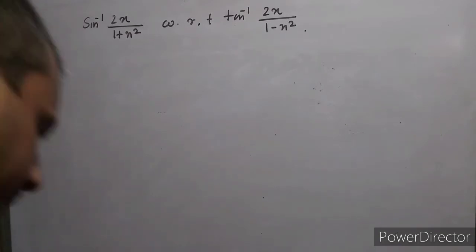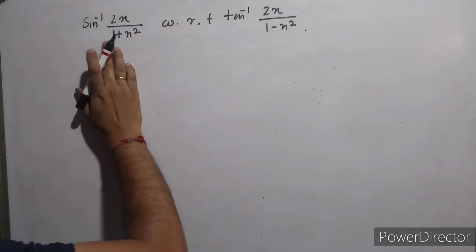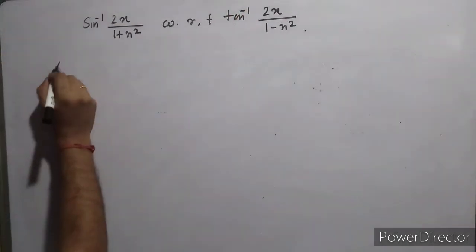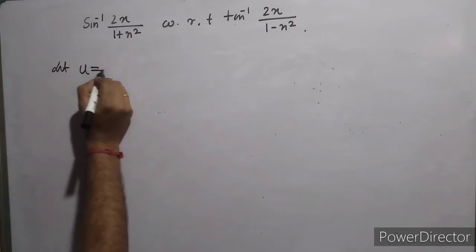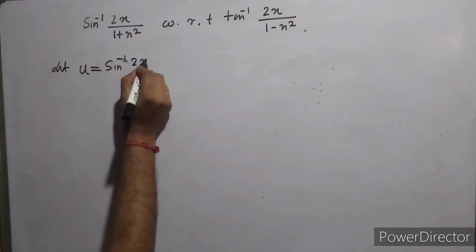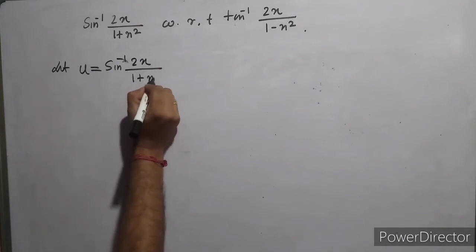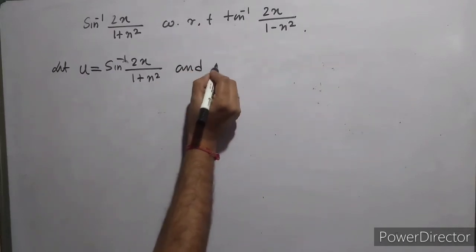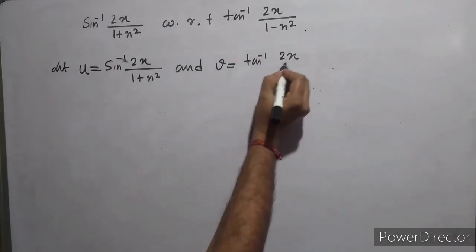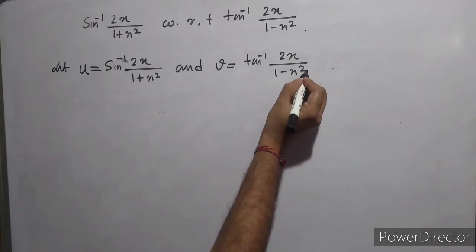Now inverse trigonometric form. Now sin inverse 2x over 1 plus x square with respect to tan inverse 2x over 1 minus x square. The method is the same. Let u is equal to sin inverse 2x over 1 plus x square, and v is equal to tan inverse 2x over 1 minus x square.